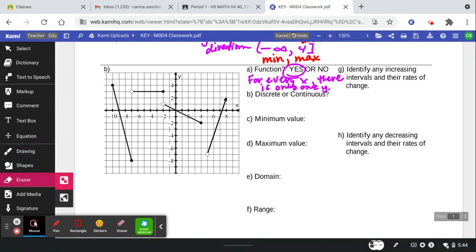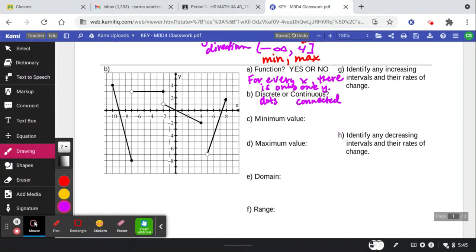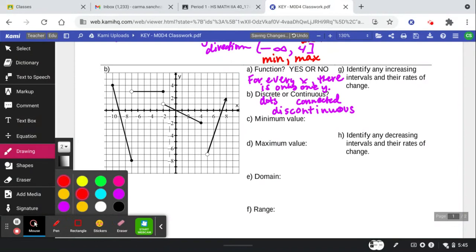Okay, is this discrete or continuous? Well, it's not quite dots, right? And it's not continuous or connected the whole time either, where I can just trace it. So there's something called discontinuous. This graph is considered discontinuous. It's like putting the word discrete and continuous together.